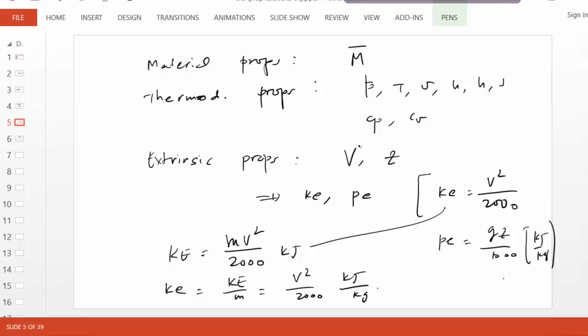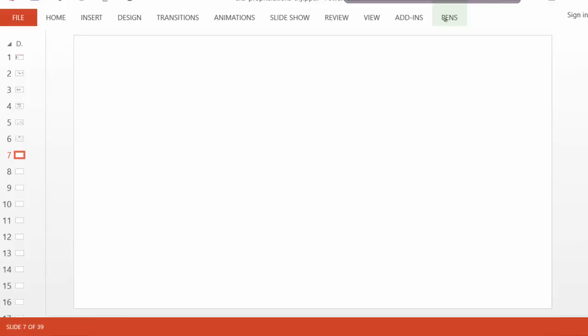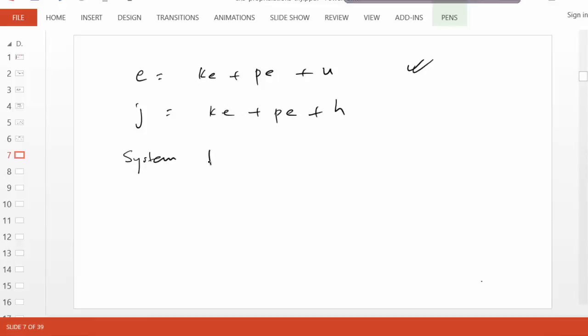So once you know the velocity and height, you can find all sorts of extrinsic properties, not only ke and pe, therefore you can find e, you can find j, etc. How? Because e is nothing but ke plus pe plus u. We can calculate that because u is a thermodynamic property and ke and pe are extrinsic properties. So e is also an extrinsic property because it contains an extrinsic component. And j similarly is ke plus pe plus h. Again, if you recall the definition, j, e, etc. are extrinsic properties.